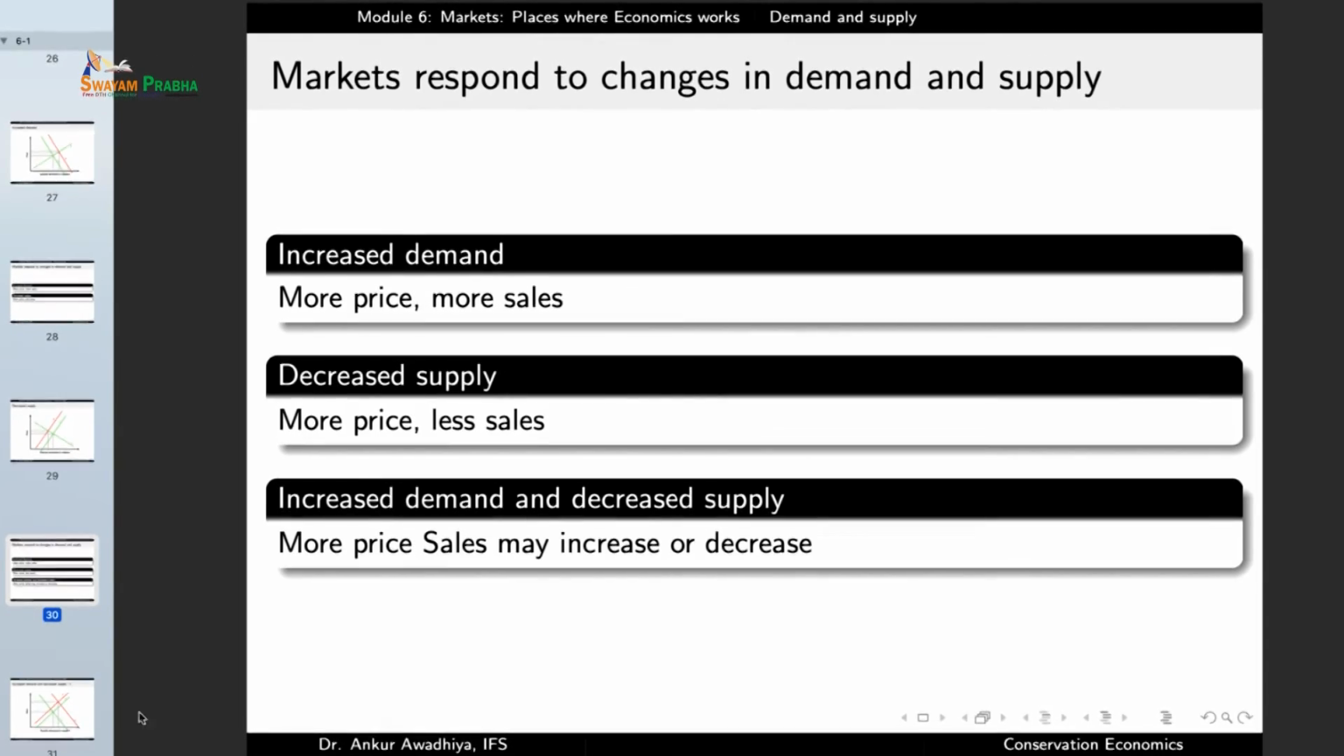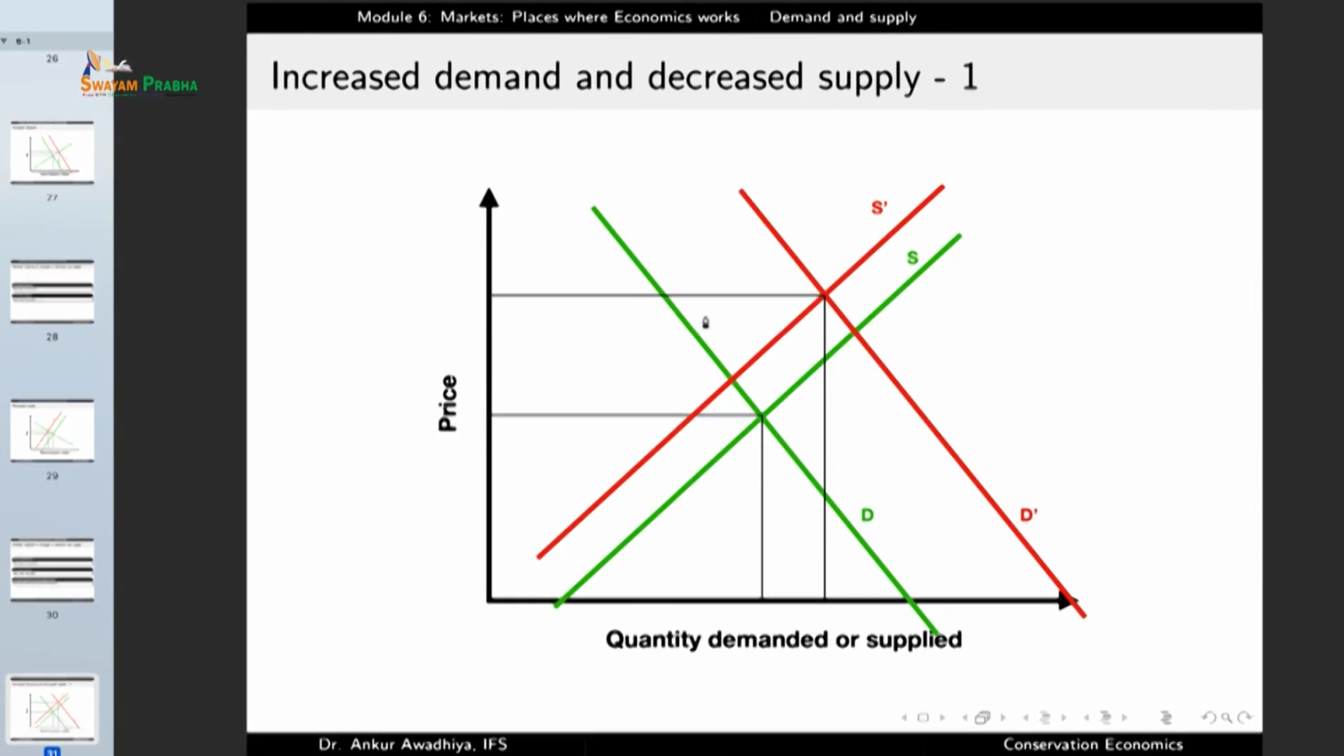So let us look at these. So earlier the demand curve was this green line, the supply curve was this green line, and this was the earlier equilibrium. Now there is an increase in demand, so the demand curve has shifted from here to here. So the demand curve has shifted to the right because there is an increased demand. The supply has reduced, and so the supply curve has shifted from this to this. So there is a decrease in supply, and this is leading to this new equilibrium.